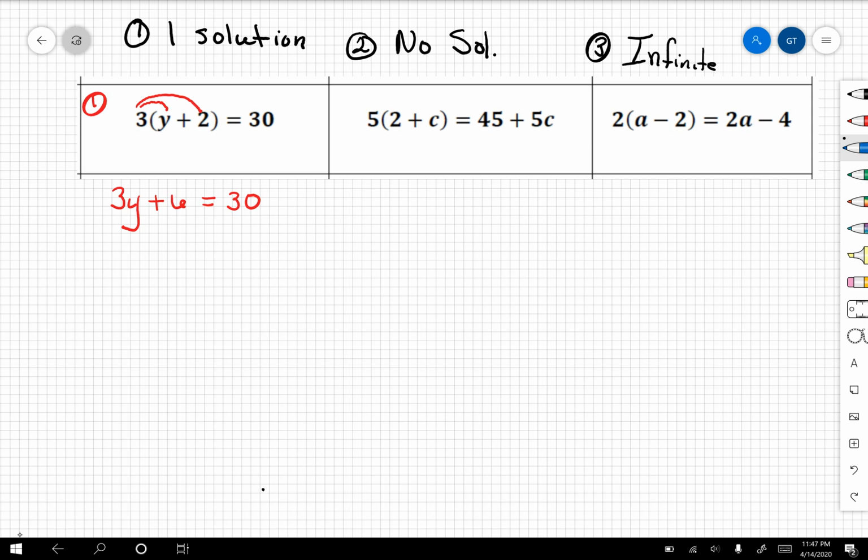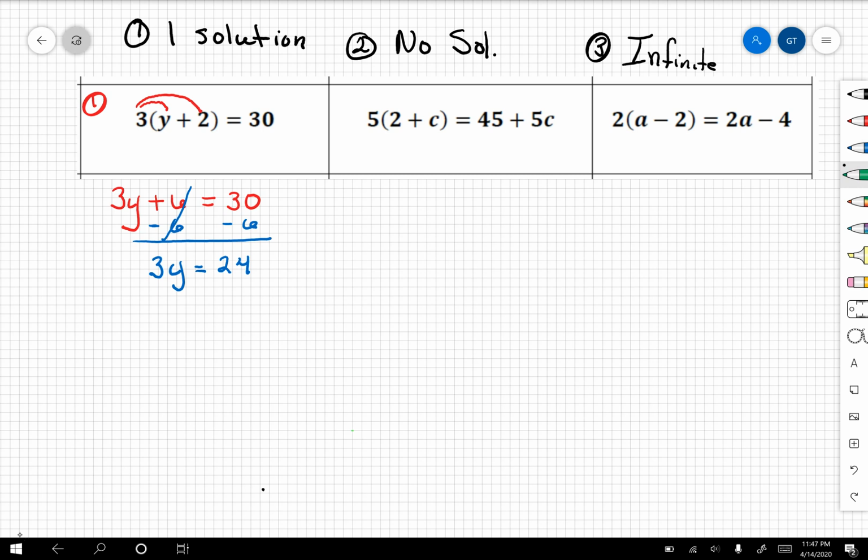I'm going to get rid of all the extra stuff, the stuff that's being added or subtracted. I have an added 6, so I'm going to subtract 6 from both sides. Positive 6 and negative 6 are opposites. Opposites are going to equal 0, leaving me with 3y equals 30 minus 6, which is going to give me 24.